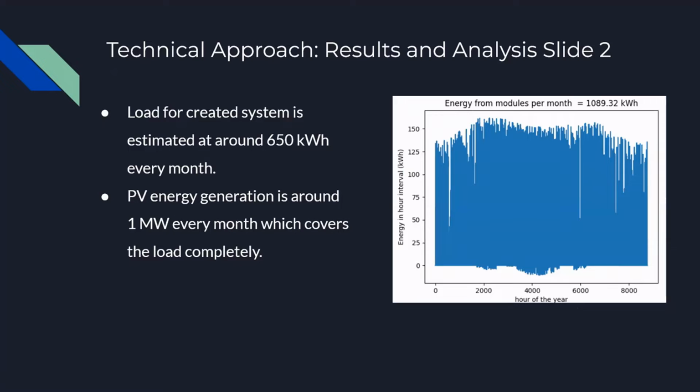Here's my system. The figure I created for the load for this standalone system would be around 650 kilowatt hours, which is average for a Western home. And I actually added a little more because it's off the grid. The photovoltaic energy generation is on the right, and it's around 1 megawatt per month, which completely covers the load, and it probably takes some stress off the people living at the off the grid system.